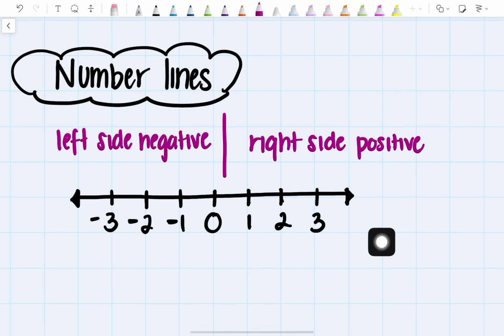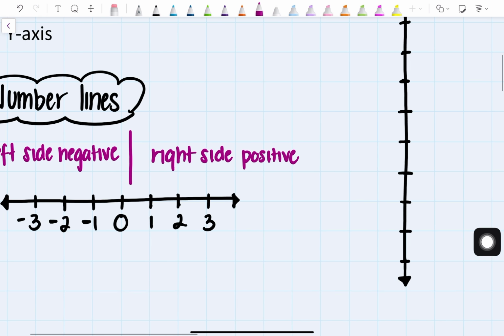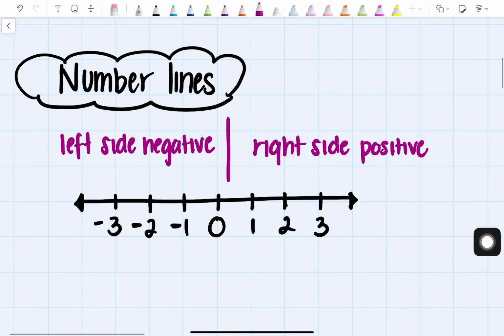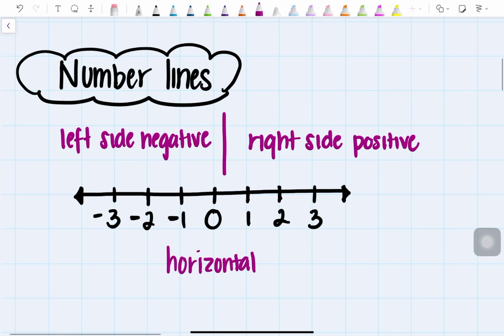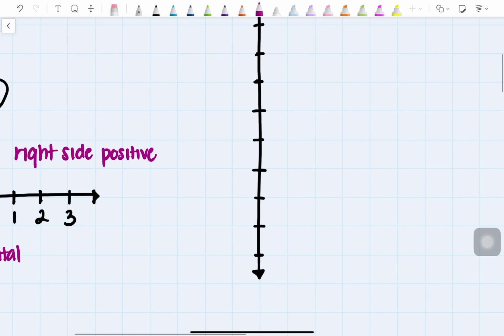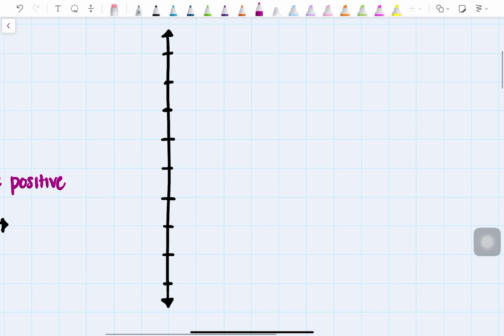All right, let's take a look at a horizontal line. Let me just label this. This here was our horizontal line. Horizontal, it goes left to right. The next one is our vertical line. It's the one we see here. This is our vertical line.